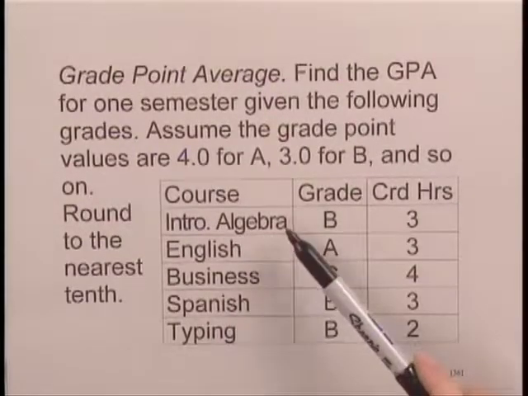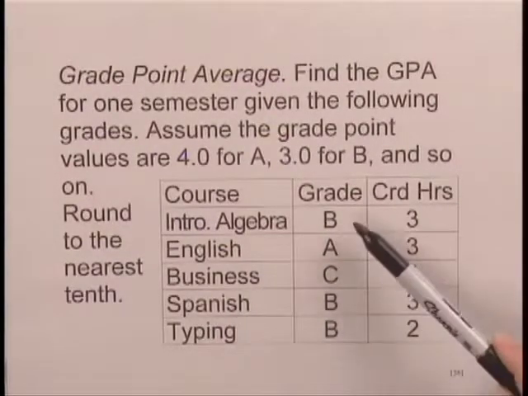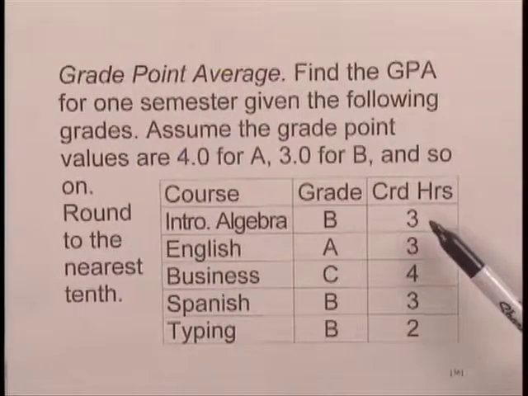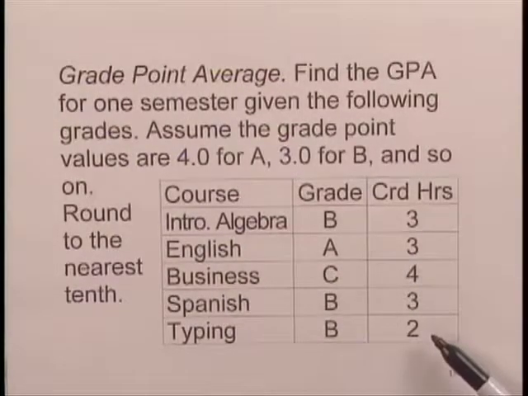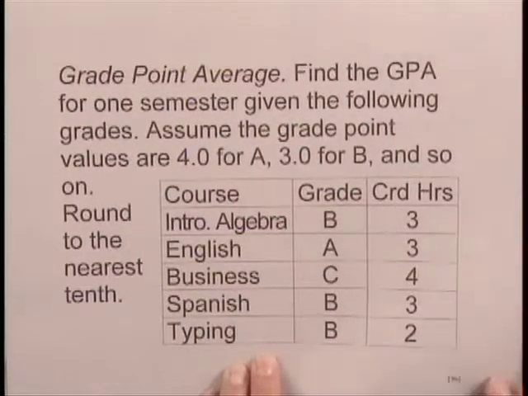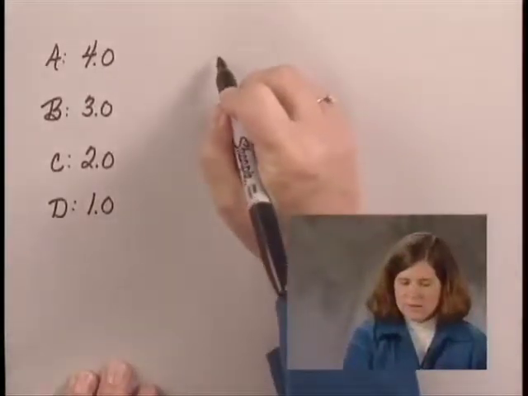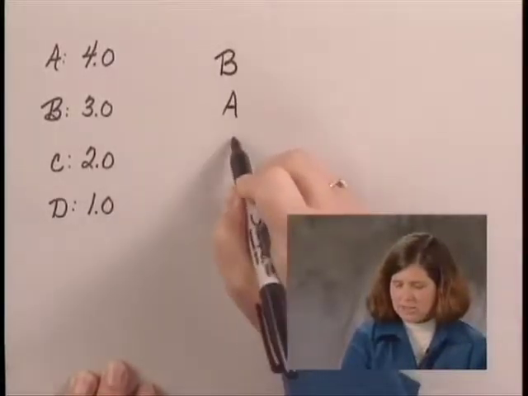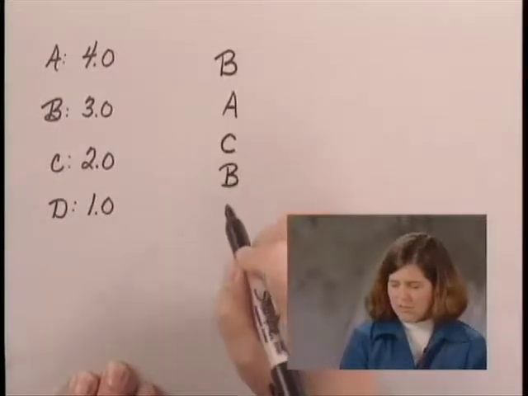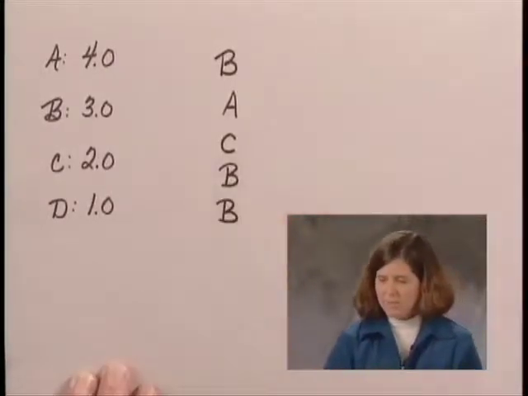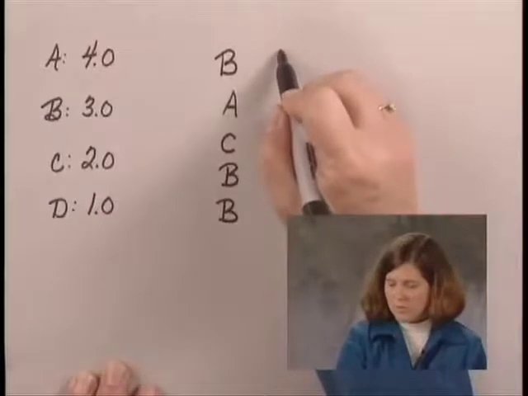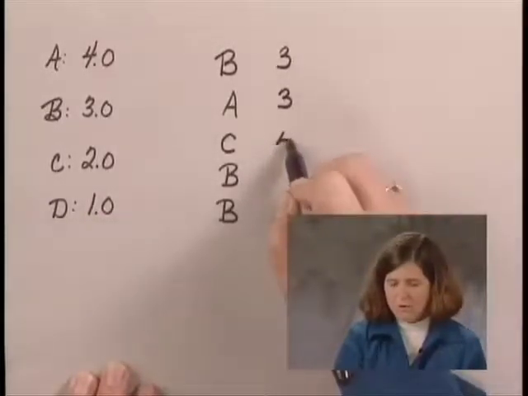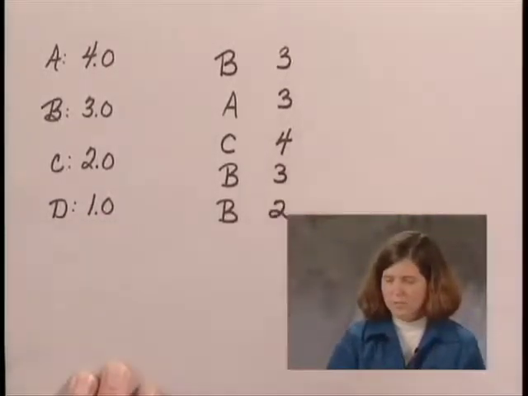Now notice there are 5 courses taken, the grades are given, and the number of credit hours for each course is given. In order to find the grade point average, we will find the grade point values for each course to begin with. The course grades were B for Intro Algebra, A for English, C for Business, B for Spanish, and B for Typing. The credit hours were 3, 3, 4, 3, and 2.